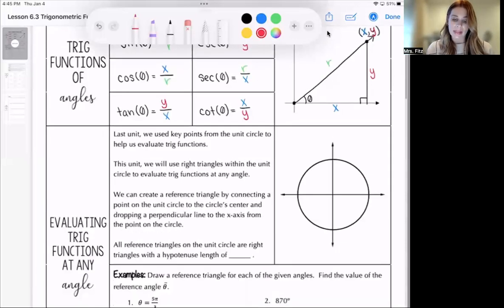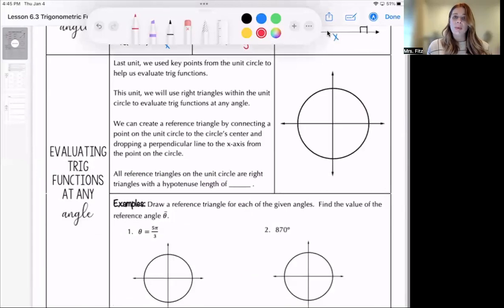All right, so in the last unit, we used key points from the unit circle to help us evaluate trig functions. It was primarily memorizing all the different coordinate points at all of those key angles, right? But in this unit, we're actually going to shift from memorizing to using some other skills to evaluate trig functions at any angle. We can create a reference triangle by connecting a point on the unit circle to the circle's center and dropping a perpendicular line to the x-axis from the point on the circle. All right, that was a lot of words. Let me show you in a picture.